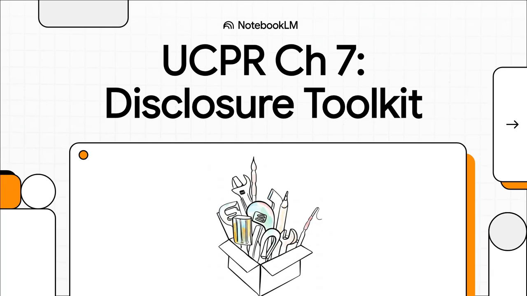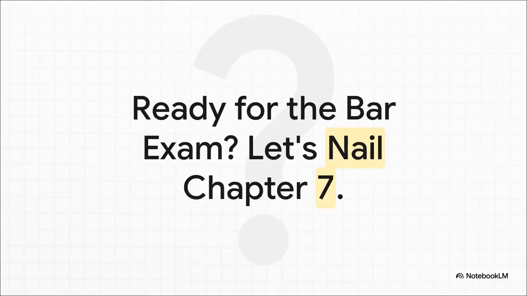Welcome to the Explainer. Look, if you're gearing up for the Queensland bar exams, you know procedure isn't just trivia, it's what wins cases. So today, we're going to jump right into Chapter 7 of the Uniform Civil Procedure Rules on Disclosure. But we're not just going to read it. We're going to turn it into a practical, powerful toolkit you can rely on for your exams and for your entire career. All right, let's get right into it.